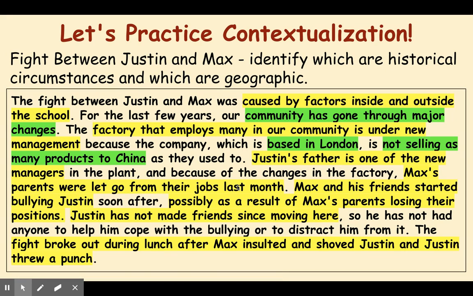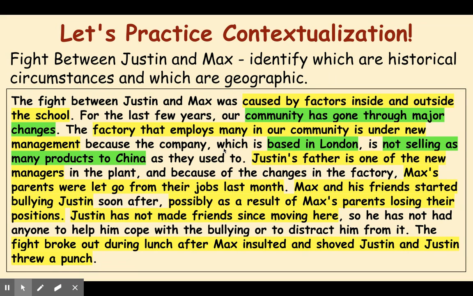They are facts. They answer those questions. When did it happen? What led up to it? Who was involved and why? All right. Now, for the geographic context, which is in green, I said the community has gone through major changes. The company, which is based in London, is not selling as many products in China, so that's why they had to lay off workers. That's geographic context. That deals with other countries, and that's why people lost their jobs.